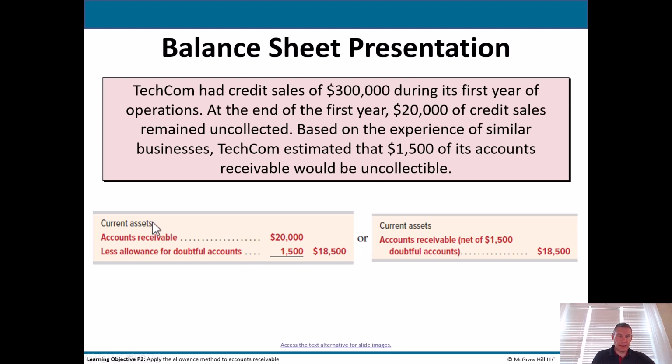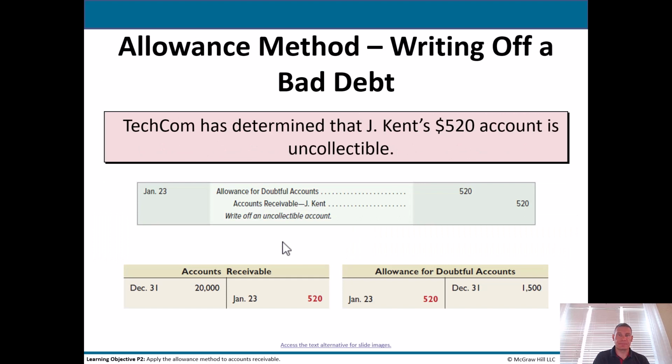Here you can see we've got accounts receivable of 20,000 less the allowance for doubtful accounts of 1,500, so we've got 18,500. What we're really saying is, if you're presenting this on your financial statements, hey guys, we should get 20,000. Based on past experience, we probably won't get 1,500 of it. So we're more likely going to get 18,500. It'd be great if we got the whole 20, but it's probably unlikely.